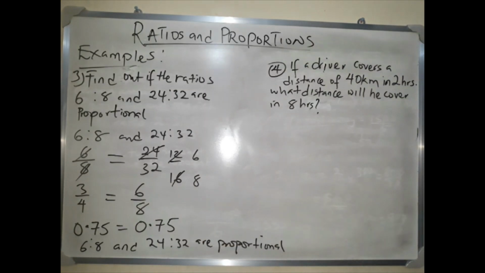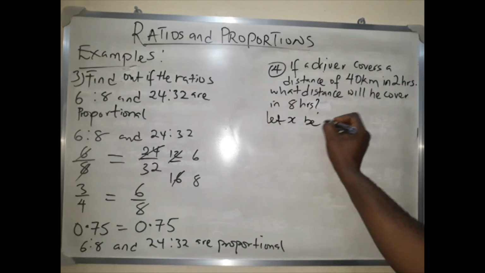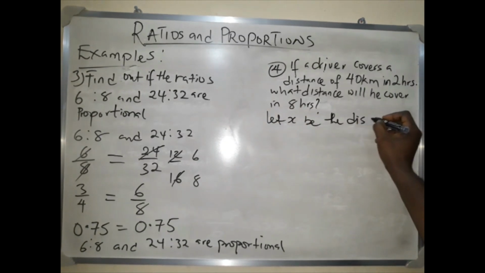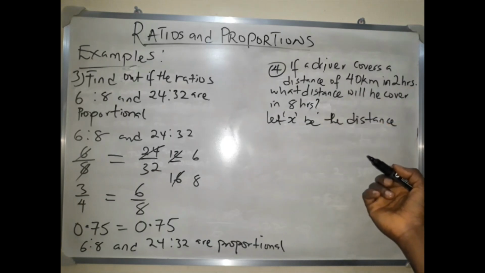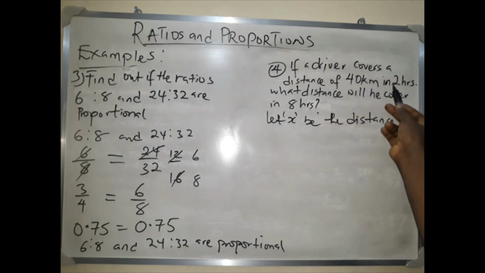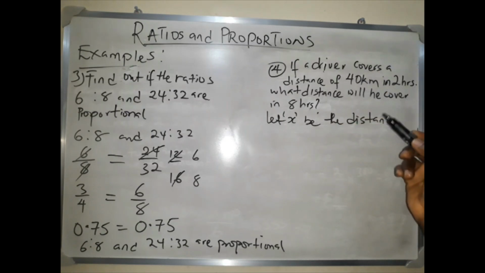Now for the second example: if a driver covers a distance of 40 kilometers in 2 hours, what distance will he cover in 8 hours? Normally, or rationally, we know that once you're driving for longer hours, you're going to cover more distance. So let's say that x is the distance. We don't know what the distance will be, but we assume that it will be greater because of the greater time. So we have 2 hours, 40 kilometers. How many kilometers will we get in 8 hours?